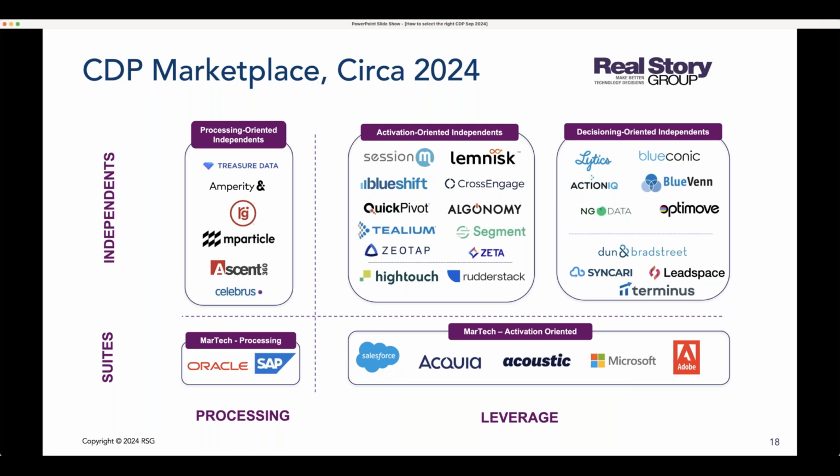On the independent side, again, you have a lot of different choices here. We've got High Touch and RudderStack as reverse ETL vendors. Again, a lot of disappointment there as well. I would also highlight Dun & Bradstreet over here on the decisioning-oriented, Dun & Bradstreet, Syncari, LeadSpace, Terminus. Those are the B2B ones. Also a lot of disappointment there. So I'm not suggesting that you don't look at them. I'm just suggesting that the experience of your peers has been suboptimal, and so you want to be very, very careful and test very carefully before you sign on the dotted line. We'll talk in a minute about how to do that. But in the meantime, this is a pretty good breakdown of where the different vendors lie, at least this year.